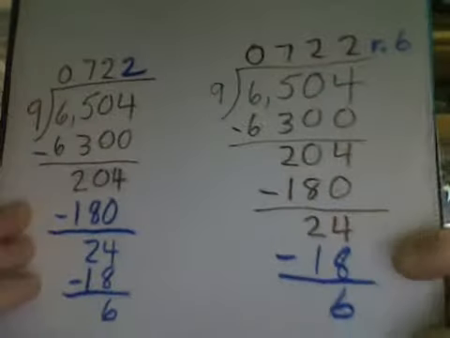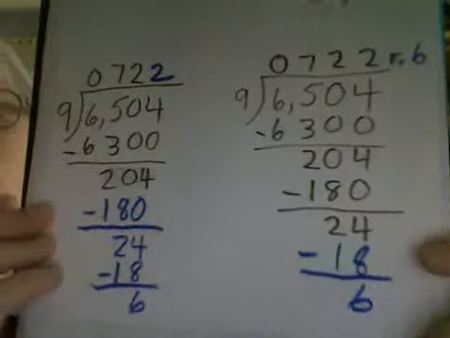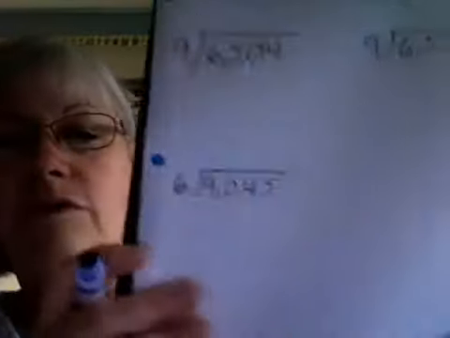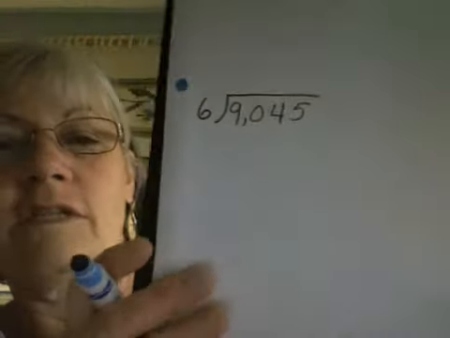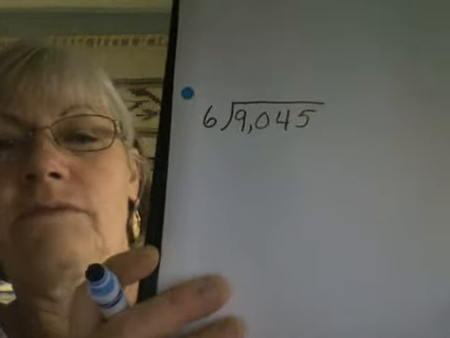Hopefully the steps are coming back to you now. We may be a little rusty, but that's okay. We'll get some practice to keep us fresh. I'd like you to work this other example and bring it to me at school. Divide 9,045 into 6 equal groups.